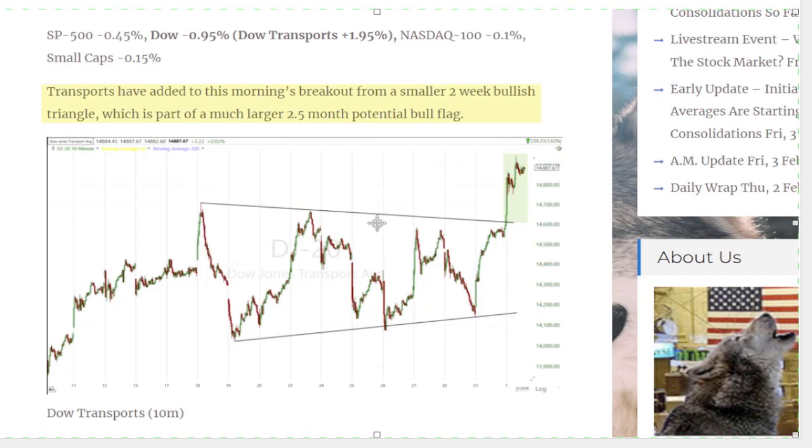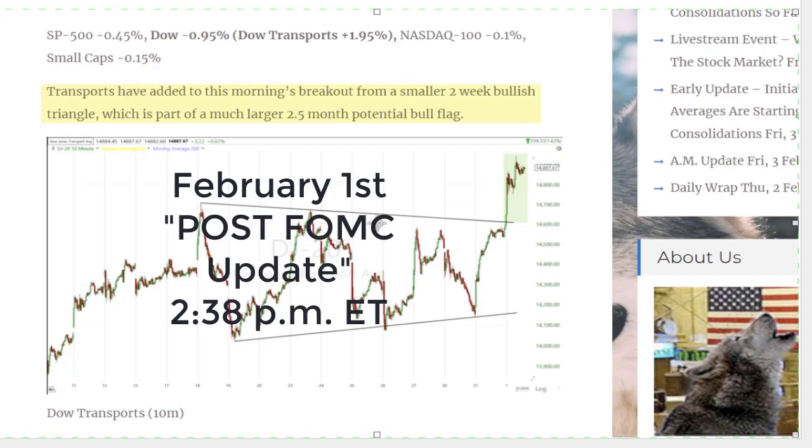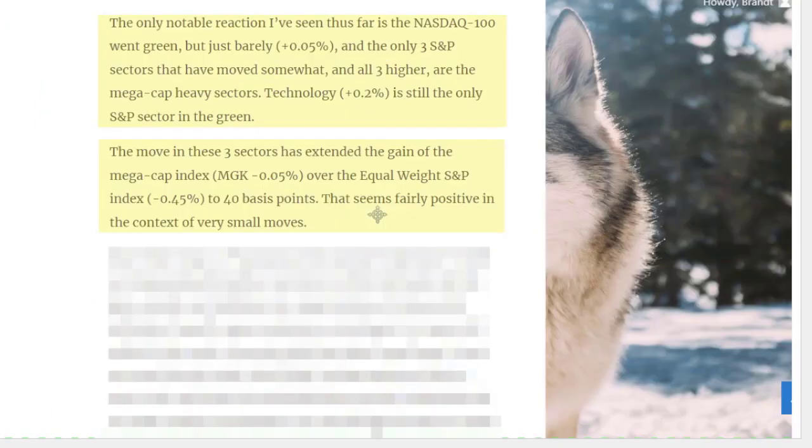So this next slide is just right after the FOMC policy announcement at 2 p.m., but before Powell spoke. So really there are a few knee-jerk reactions. I always watch the dollar very closely.